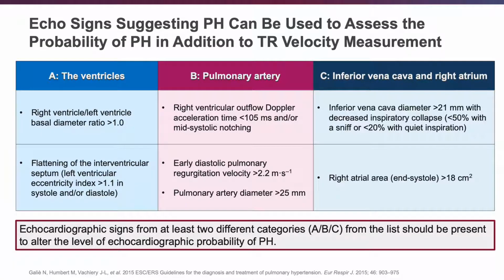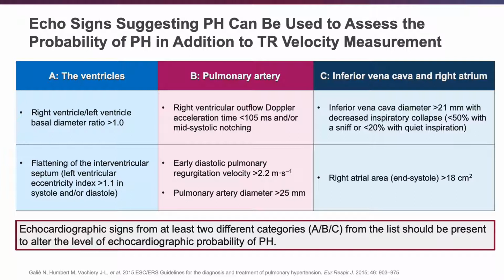So what are those risk features? We can look at the ventricles, we can look at the pulmonary arteries, and we can look at the inferior vena cava and the right atrium. All we need to have a positive is 2 categories, 1 in each. On the ventricles, we want to know how big the ventricle is. Is the right ventricle bigger than the left ventricle? And is the septum flattened? I showed you an example of that. Clearly that ventricle was enlarged and the septum was moving to the left side, opposite of normal.